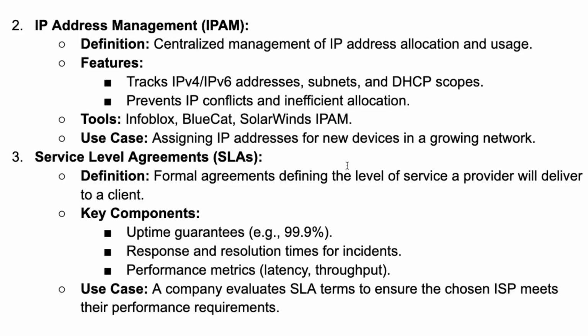The next few pieces under documentation would be IP address management and the service level agreements. IP address management would be the centralized management of all of the IP address allocations and usages. And so you would have, of course, the lists of the subnets, the DHCP scopes, and scope in this particular case covers the list of the devices and their individual IP addresses that belong to these various subnets. It tracks the IPv4 and IPv6 addresses that have been assigned to the various devices. It prevents IP conflicts and inefficient allocation.